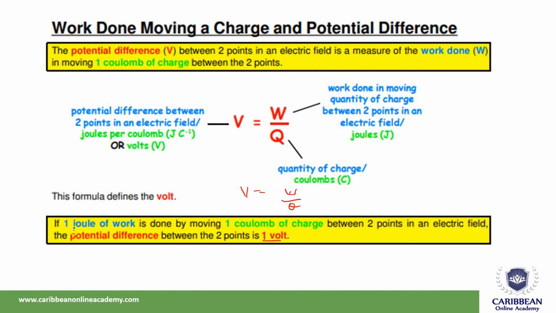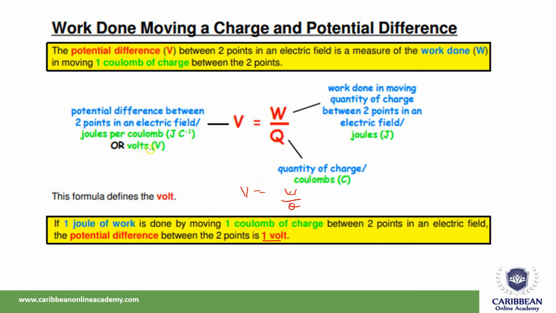Now, you will be required to define what is 1 volt. 1 volt is if we have 1 joule of work done by moving 1 coulomb of charge between 2 points in an electric field. That is the potential difference between the 2 points, and that is equal to 1 volt. So 1 volt is equal to 1 joule required to move 1 coulomb of charge between 2 points.